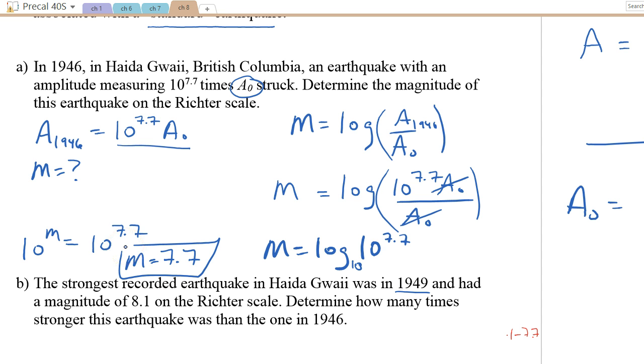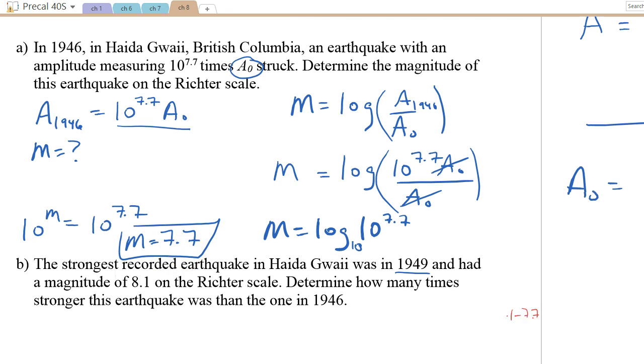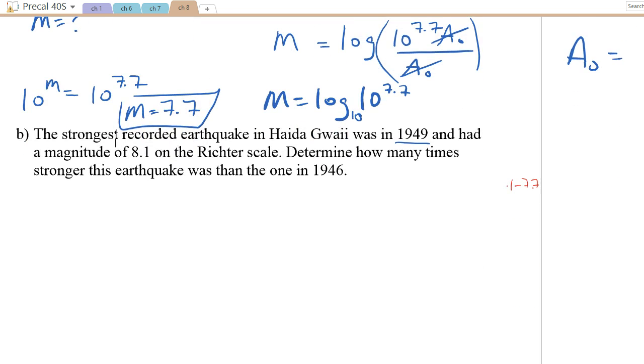And looking back, this is kind of how the Richter scale is designed, okay? If there's an earthquake that is 10 to the power of 7.7 times what a standard one was, that by definition, because this is just a straight log of that ratio, we get 7.7. So if you had something that was 10 to the power of 4 times of a standard, this one would be 4.